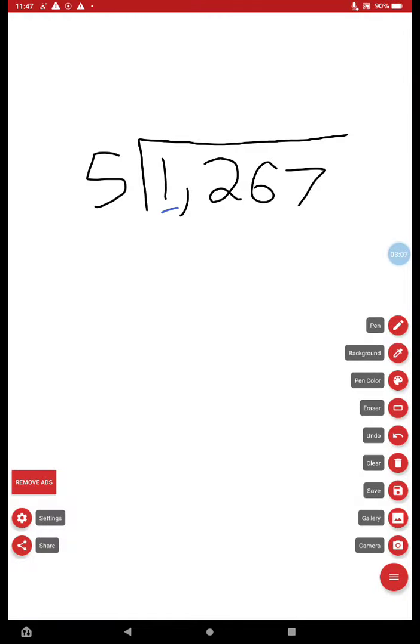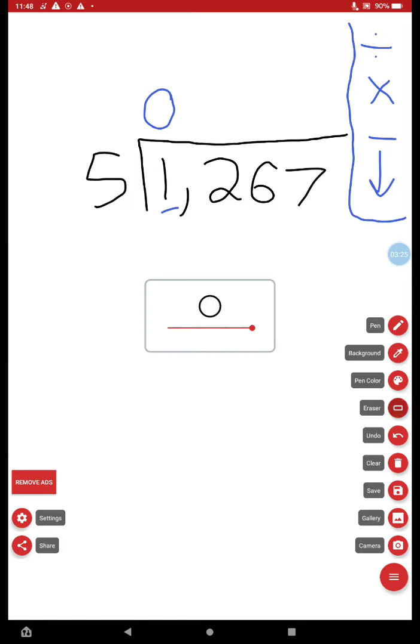Oh, wait, thank you for reminding me. Let's do our little chant. Divide, multiply, subtract, and bring down. Divide, multiply, subtract, and bring down. What's 1 divided by 5? 0.